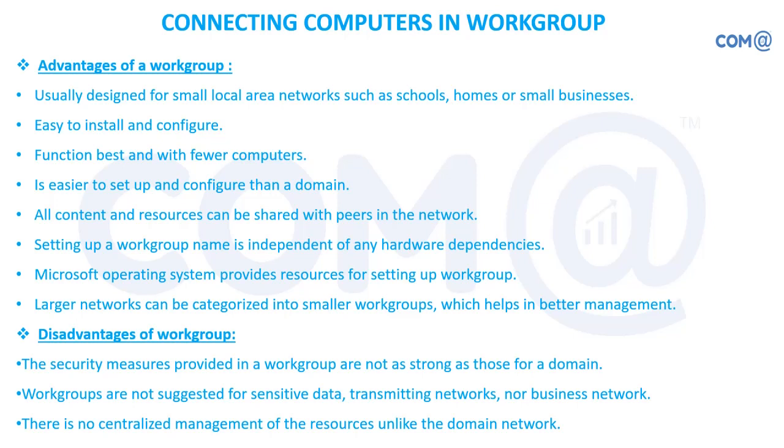Functions best with fewer computers. If you go with 25-50 computers in this model, managing them will be a difficult part. So the limit is 10 or maximum 12, not more than that. So all content and resources can be shared with the peers in the network. So no restriction or no security. Everything will be shared. Everybody can see everybody's data.